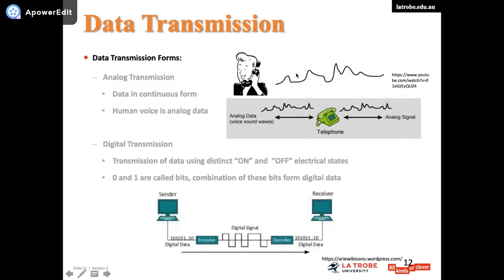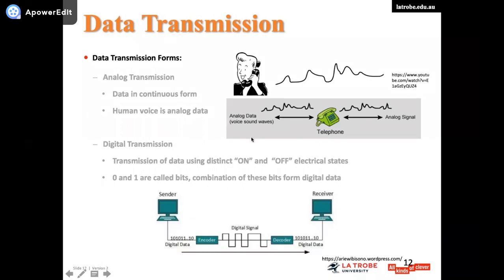The good thing about analog transmission is that it's easy to build and it's not expensive. For example, for our telephone, since our human voice is also continuous, it is very easy to change our voice signal to the analog signal without big changes. That is how the old style phone works.